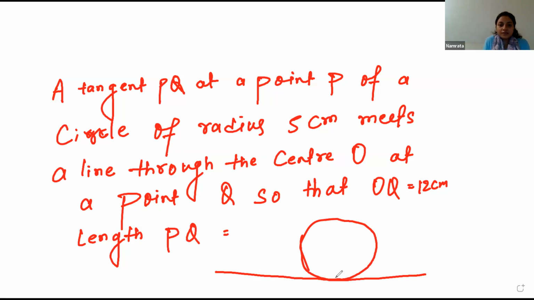Can you see? At P, we are having a tangent. Let's say it's PQ, of radius 5 centimeter, meets a line through the center O at a point Q. We are having OQ equal to 12 centimeter. Radius is already given as 5 centimeter.